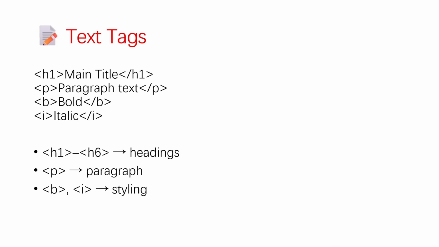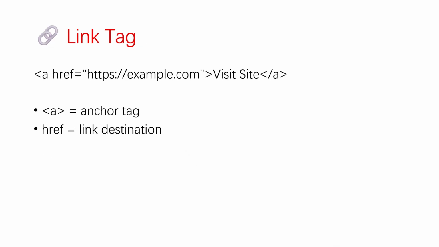Next, text tags. Headings go from H1 to H6, where H1 is the most important. The paragraph tag is used for regular text. You can also use tags like bold and italic for simple styling. Now, links. The anchor tag allows you to connect one page to another. It uses an attribute called href to specify the destination.